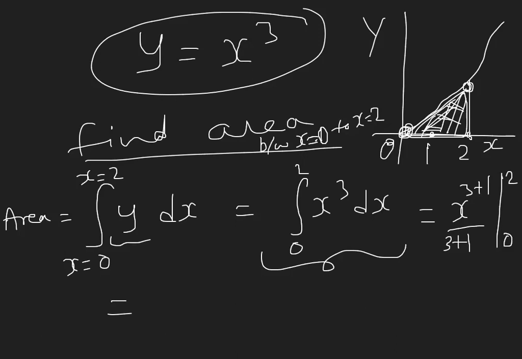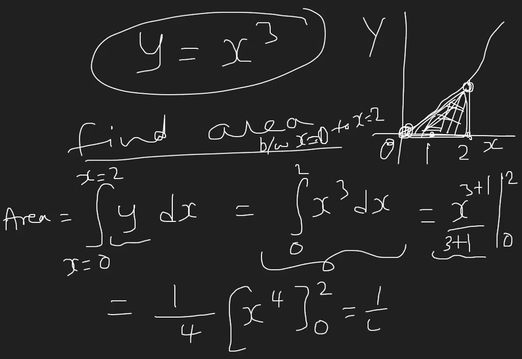So what should I write now? 2 power 3 plus 1. But first, don't do that directly. First we take out the constant, the method I suggested. Your denominator 3 plus 1 is a constant, keep it outside. Now the function is x power 4, lower limit 0, upper limit 2. I told you, always substitute upper limit minus lower limit in the function. What is the upper limit? 2. What is the lower limit? 0.